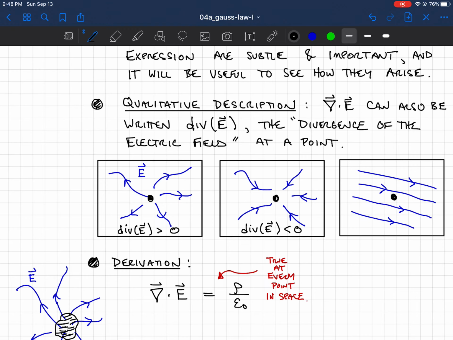And finally, at this point, you notice that these field lines are neither diverging nor converging on the point. In fact, they're just going right by. So in that case, the divergence of E is equal to 0. So we have positive divergence outward, negative divergence inward, and 0 divergence like this.